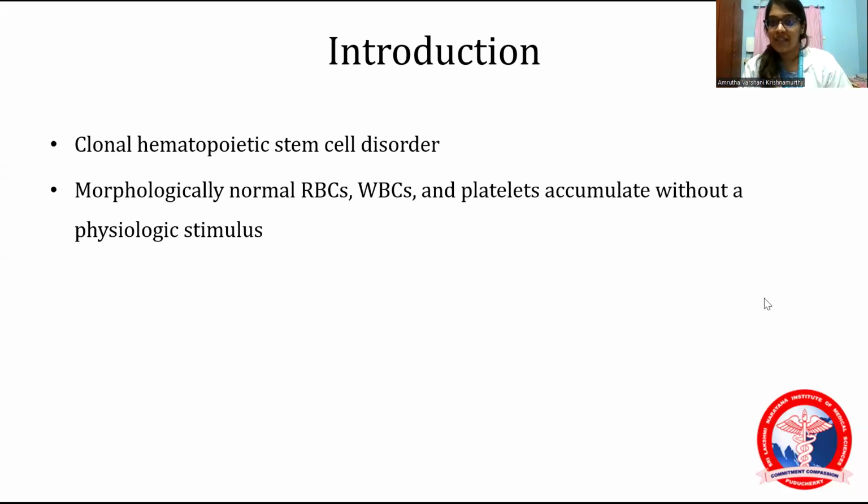In polycythemia vera, we have morphologically normal RBCs, WBCs, and platelets, which accumulate in the bone marrow as well as in the peripheral blood without a physiological stimulus. If there is a physiological stimulus, such as hypoxia, smoking, or high-affinity hemoglobin, that will come under secondary polycythemia. If none of that stimulus is present, then we have to consider primary polycythemia, or polycythemia vera.